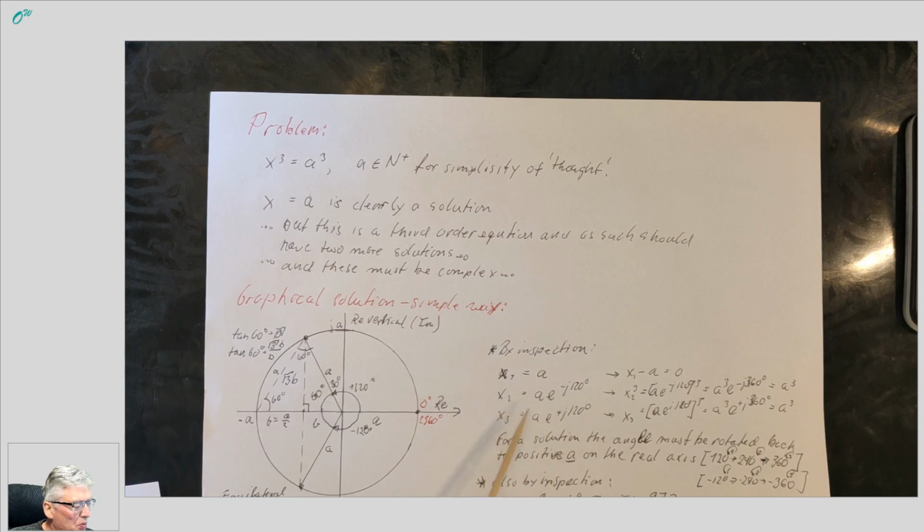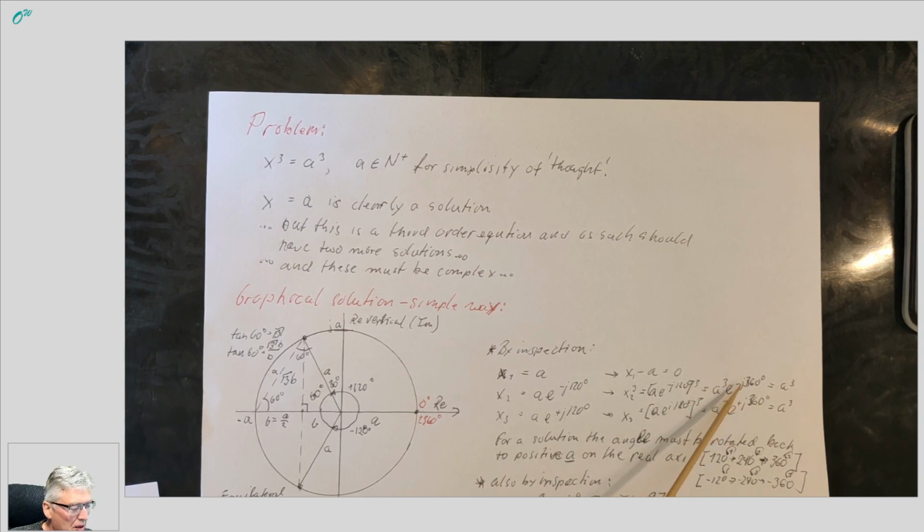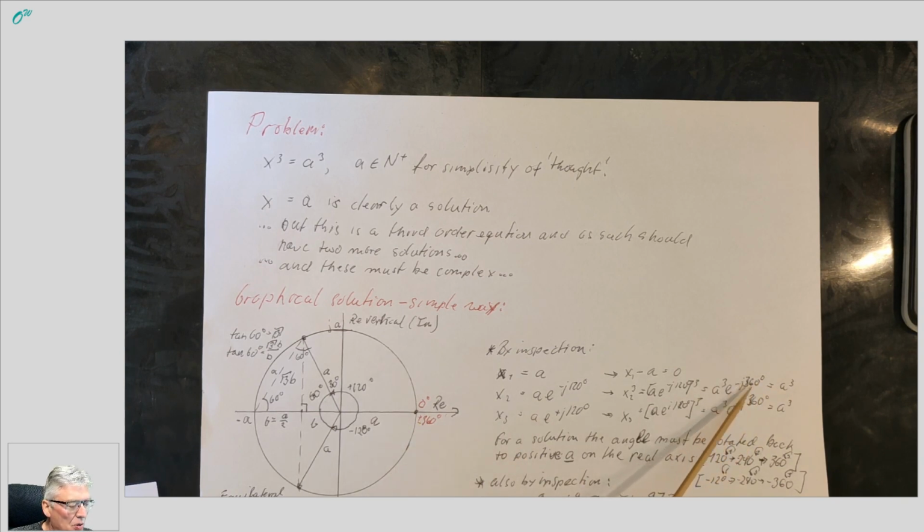But if we are going to rotate or cube this number, the second x cubed would be the cube of this one, which would be a cubed, and then this one would be e to the minus j360. 120 times 3 is 360, and 360 is 0. And e to the 0, or any number to the power of 0, is 1. So that's a cubed. And similar with this one down here.